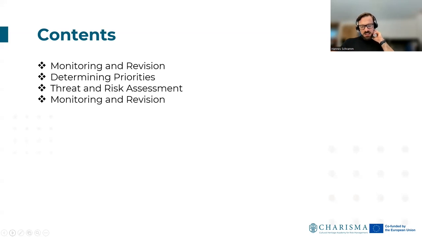What I'm going to talk about is monitoring and revision itself. All in all, what does it mean? Where can it be found in the emergency management process, and when is it conducted, followed by the part how it should look like. For this it is necessary to determine priorities and conduct a threat and risk assessment. So I'm losing some words on that. And in the end, we jump back to the monitoring and revision again, what it means and what has to be done, and maybe also a small recipe of how to do it and how to define it.